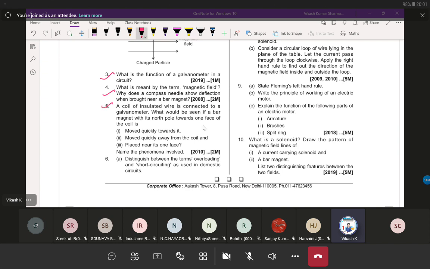A coil of insulated wire is connected to a galvanometer. What happens when a bar magnet is moved? Deflection in the galvanometer. Which question are you talking about? The fifth one. Obviously, northward towards the place of the coil, there will be deflection. Move quickly towards it. Move out quickly away from it. Place near. So those questions also you have to solve.